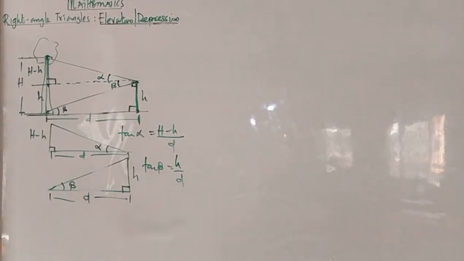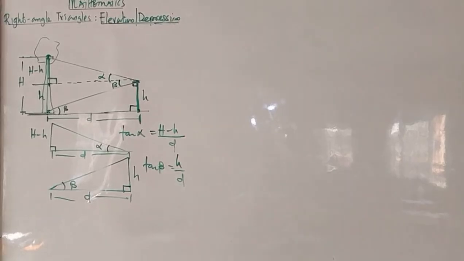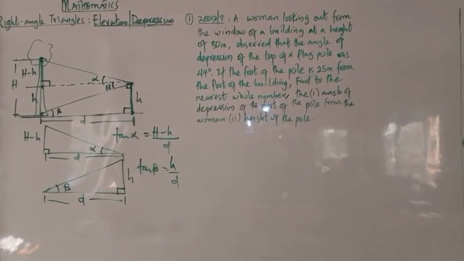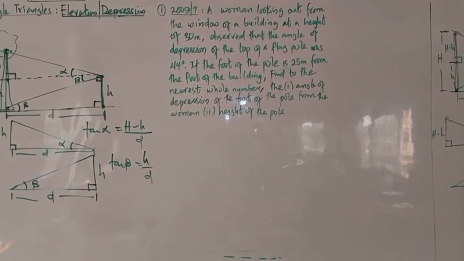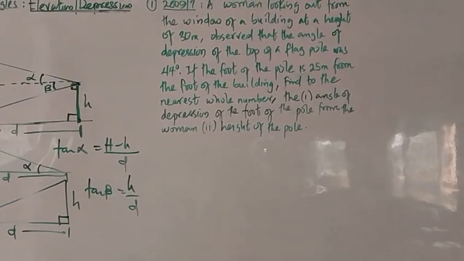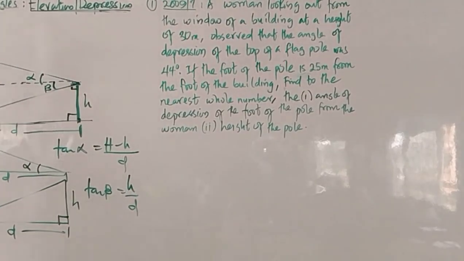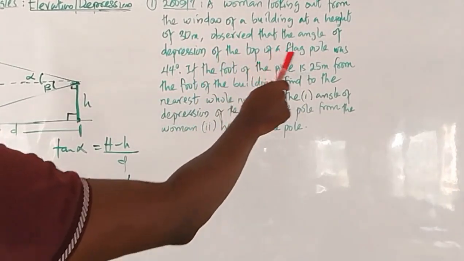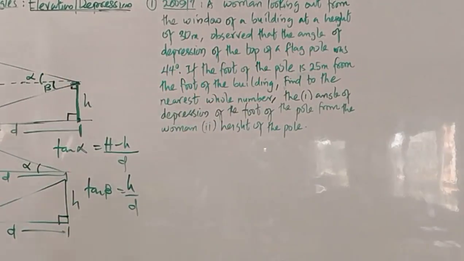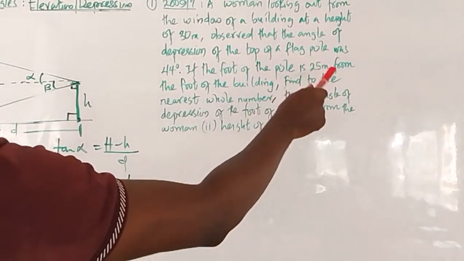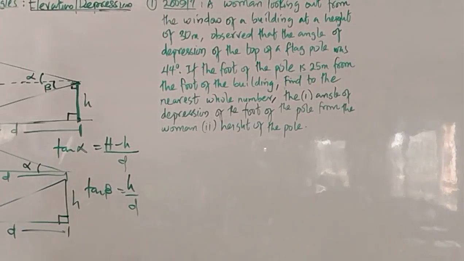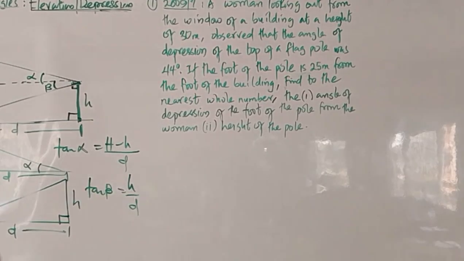To understand this better, we need to solve questions. So let's take some WAEC questions. The first question here is from 2009, question 7. A woman looking out from the window of a building at a height of 30 meters observed that the angle of depression of the top of a flagpole was 44 degrees. If the foot of the pole is 25 meters from the foot of the building, find to the nearest whole number the angle of depression of the foot of the pole from the woman, and the height of the pole.